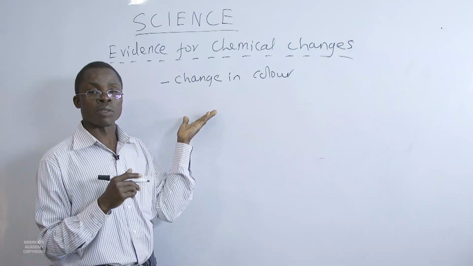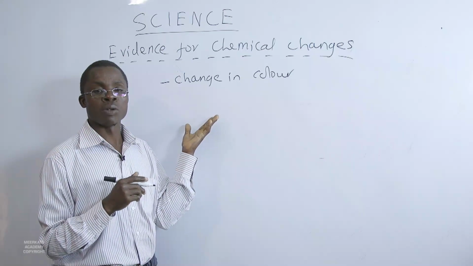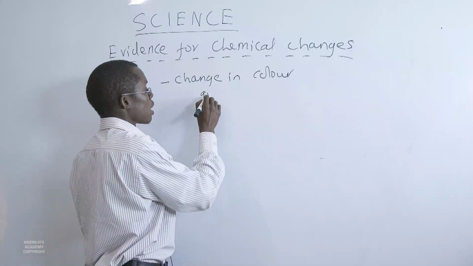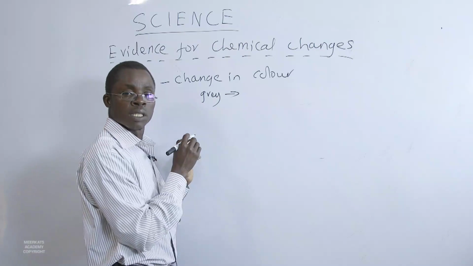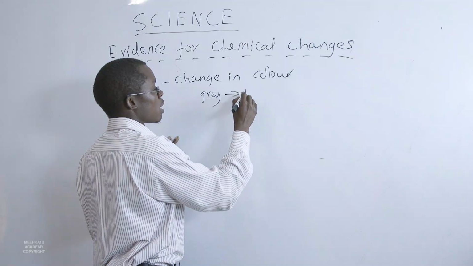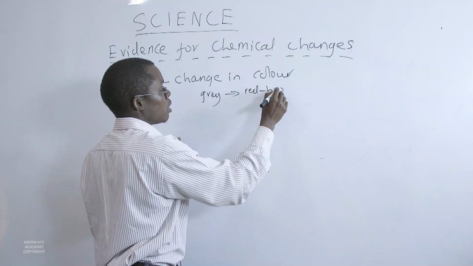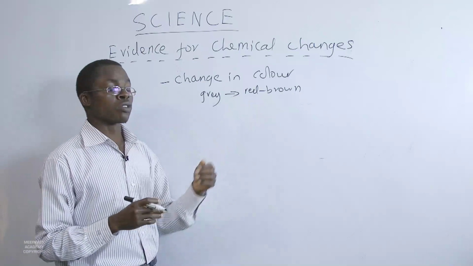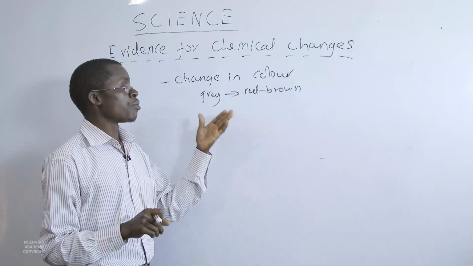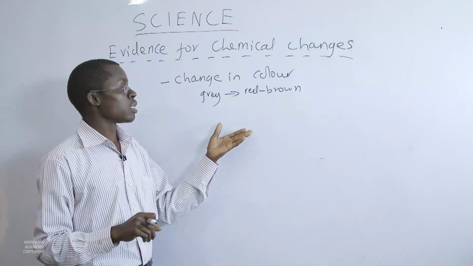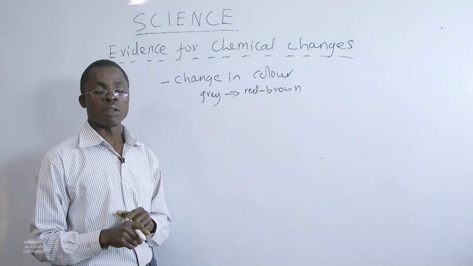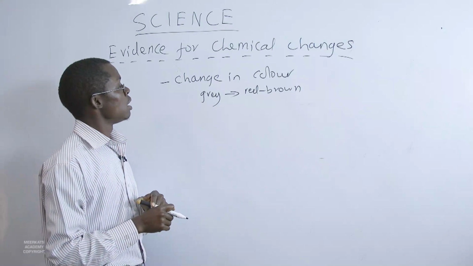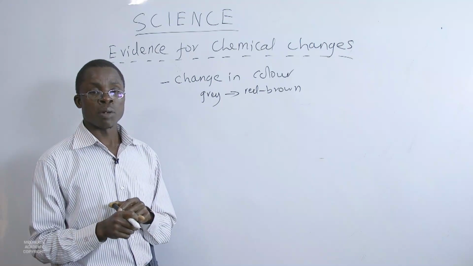An example here, we have seen rust as a very good example, whereby original iron metal is usually gray in color, but after rusting, it changes color to red brown, or sometimes just called brown, which is because of the iron 3 ions present in the rust. The rust is called hydrated iron 3 oxide. So here we are using color change to show us that a chemical change has taken place.